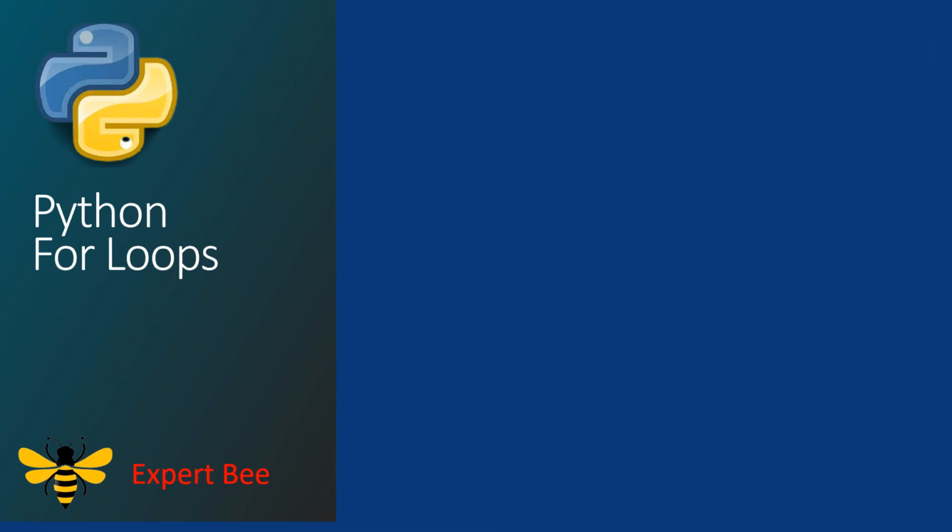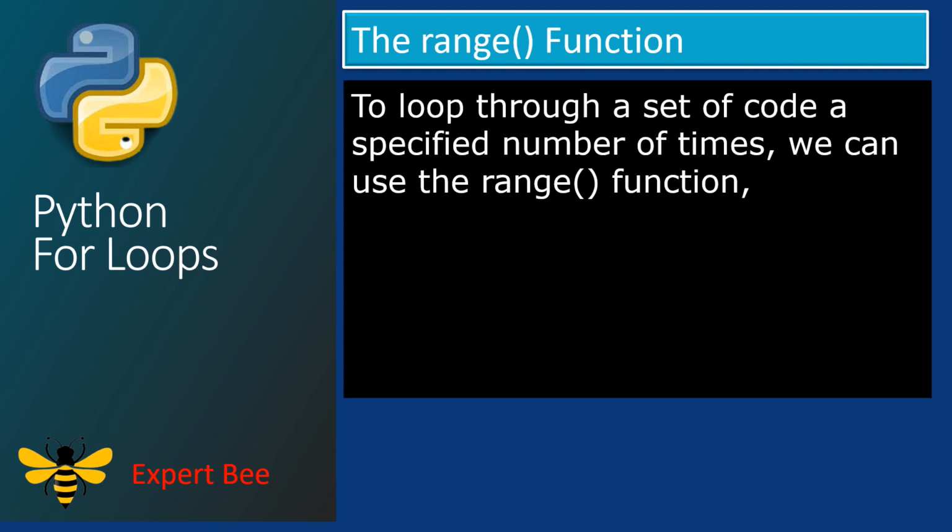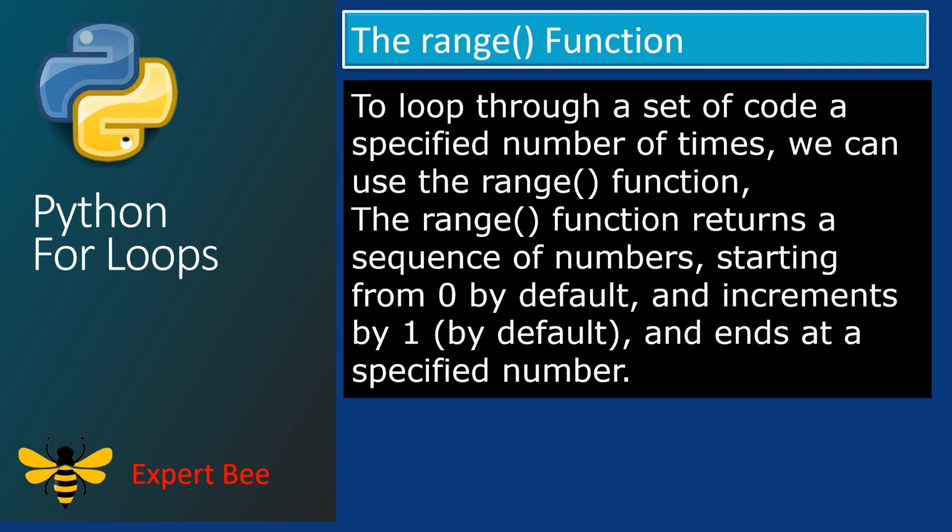Now we will see how to use a for loop with the range function. To loop through a set of code a specified number of times, we can use the range function. The range function returns a sequence of numbers starting from 0 by default and incrementing by 1 by default, and ends at a specified number.